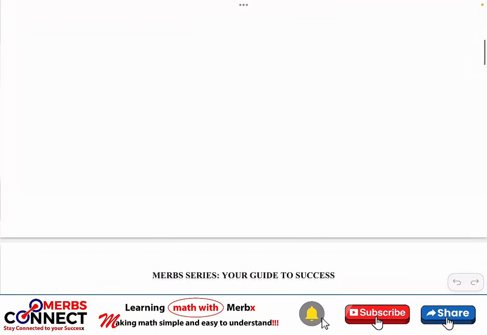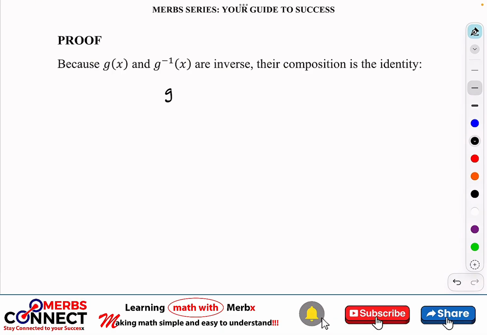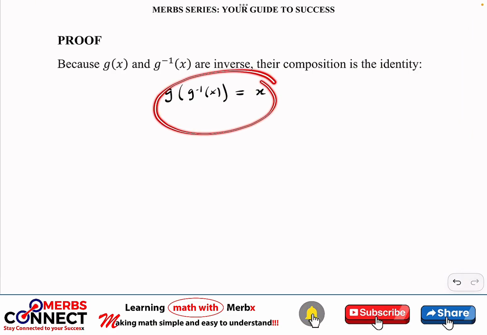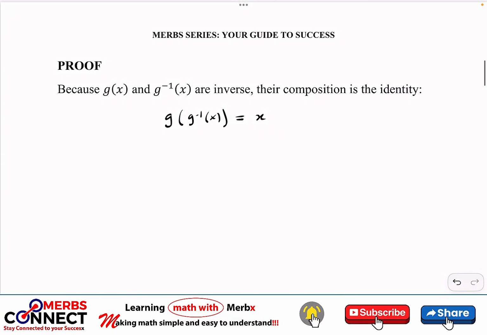Now, because g and g inverse are inverses of each other, their composite is going to be the identity. What I mean is, when I have g of g inverse of x, this is going to give us x. So this is one of the theorems that we are going to use. We can use this one to prove the formula that we have here. So let's go through the proof before we take some practical examples. And don't forget, I'm going to give you an example to solve at the end of the video for you to also try your hands on.